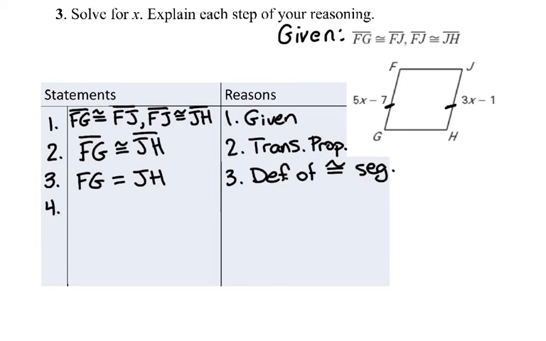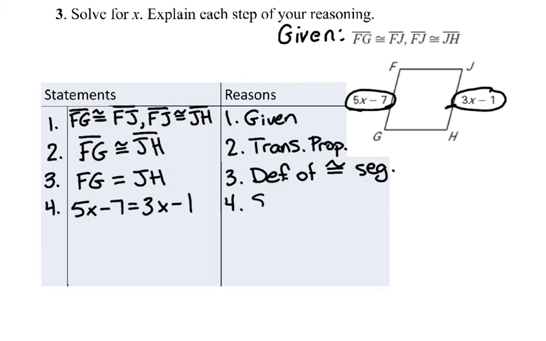Step 4. Now substitute in what FG and JH are, which is this right here. FG is this, JH is this. So I'm going to say 5x minus 7 is equal to 3x minus 1. And just exactly what I said, substitute in those values for FG and JH. That's the substitution property.